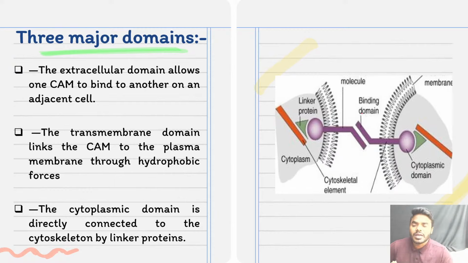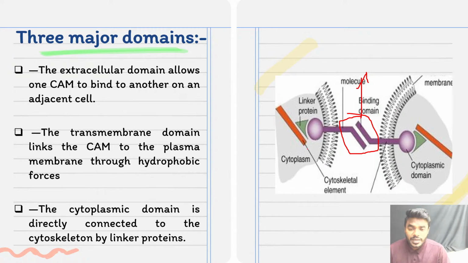One CAM molecule can be associated with another CAM molecule all the time with the help of the extracellular domain only. This is the most important point I want you to remember. Listen carefully. Two CAM molecules are associated with each other on two different or two same cells, mostly on two same cells, with the help of the extracellular domain.